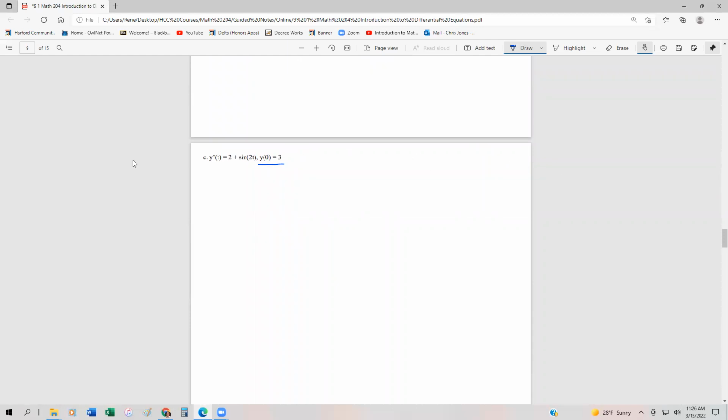Now we haven't looked at these problems that have an initial value. And so let's go ahead and solve this type where we have an initial value in here. So we're just going to take, again, the antiderivative. Nothing's going to change with the process until we get to the part where we have to solve for the initial value. So that's going to be the integral of 2 plus sine of 2t dt.